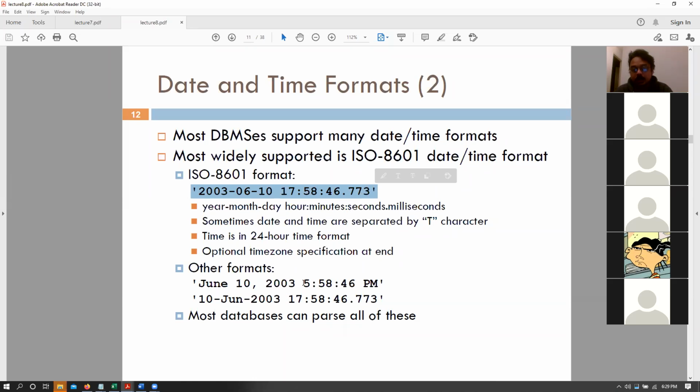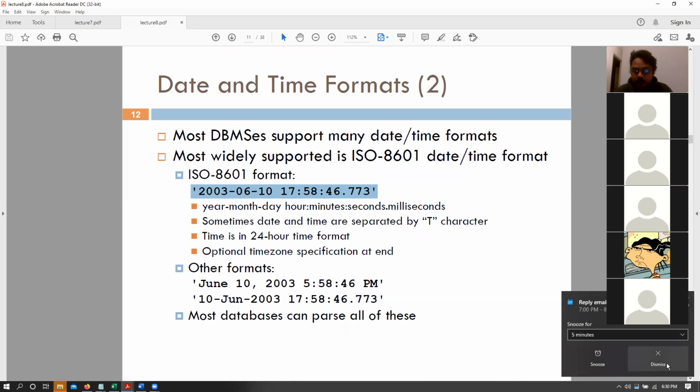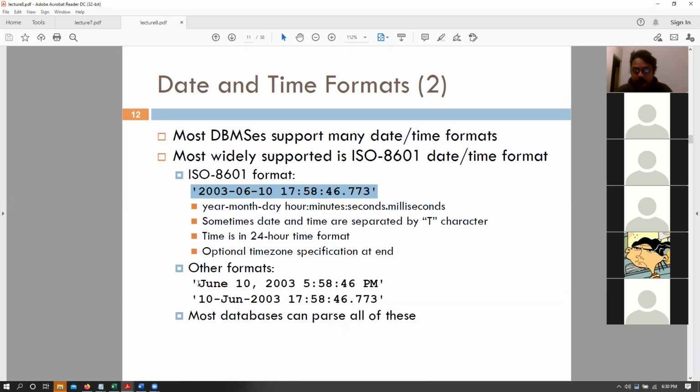So that is a different matter, right? But in general, you can submit the ISO standard time for your database, or we can also submit other formats like June 10, 2003, and the time, or 10 June 2003 followed by the time. Most databases would be able to parse any of those formats and get them into their own internal representation.